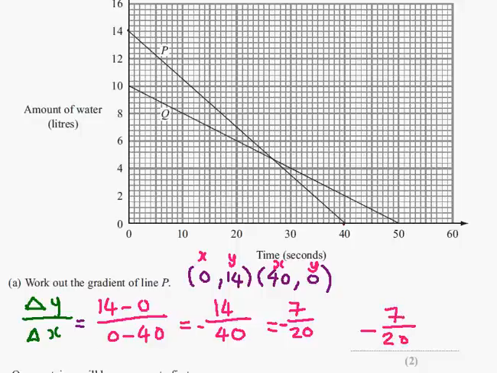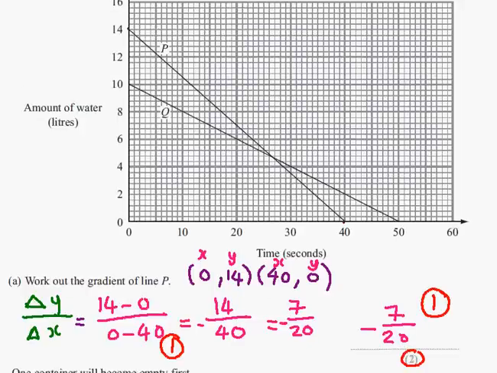Okay, now this is a 2-mark question. Let's have a quick look at how you get those marks. So the first one is a method mark, okay, for working out the gradient, and the second mark is for the correct answer. Now in the mark scheme it says minus 14 over 40, but this is absolutely fine as well, so any correct answer is fine. Now if you type this into a calculator, you could also have it in decimals, so that's minus 0.35. Okay, and that's 2 marks.